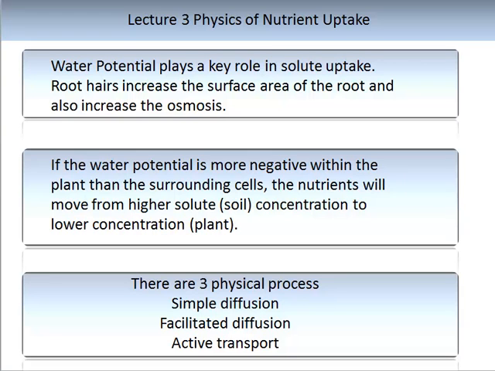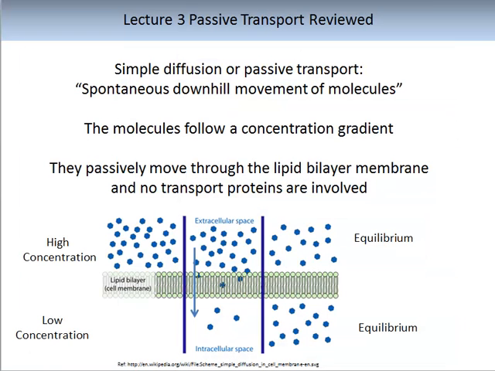There are three physical processes: simple diffusion, facilitated diffusion, and active transport. These three topics are covered extensively in the Plant Physiology Recommended Textbook. I will look at these in some detail here, but please cross-reference the notes that you hear here with your reading in this text. So let us start by looking at passive transport.